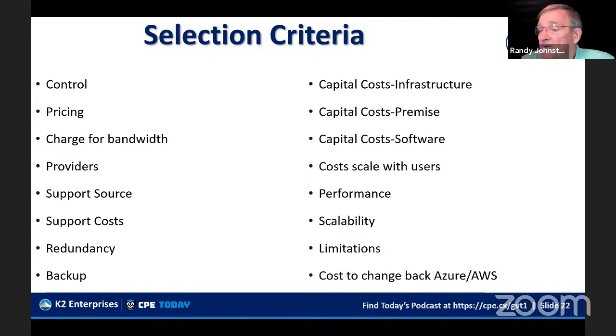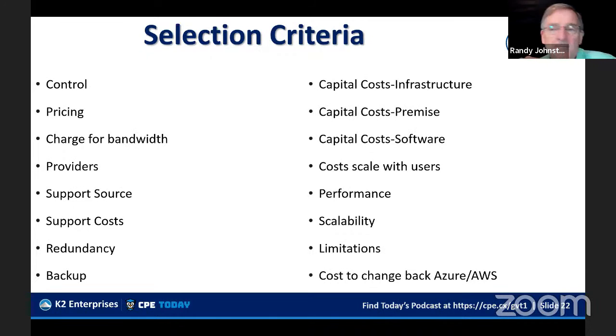Now, if you are using private cloud, you will have capital costs related to the infrastructure, and you'll have capital costs related to other premise equipment in either case, and you'll have capital costs related to software in either case. Costs generally in the public cloud scale with the number of users. Costs in the private cloud remain relatively flat with number of users.